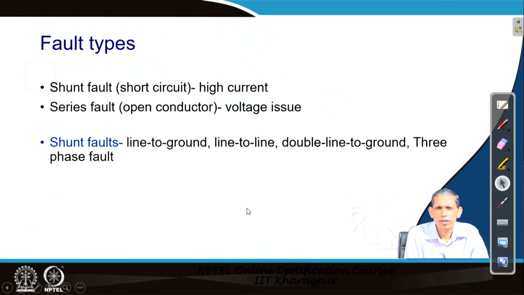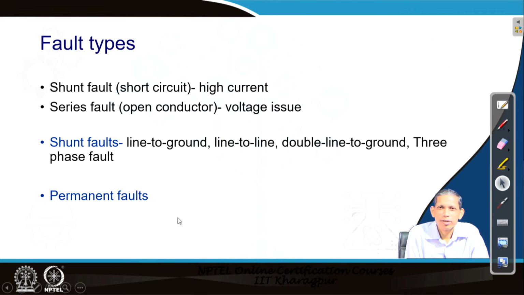Shunt faults can be further classified into line to ground, also called phase to ground fault, line to line fault, double line to ground fault, 3 phase fault, and furthermore 3 phase fault involving the ground. So, shunt faults can also be simply categorized into faults involving ground and faults not involving ground.